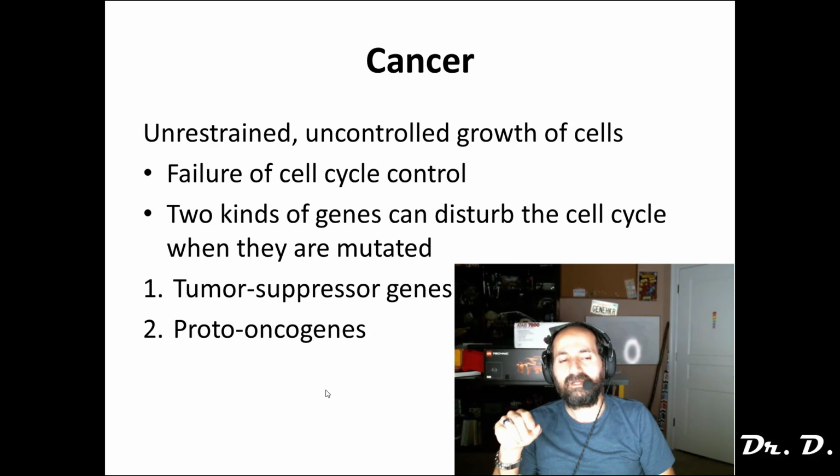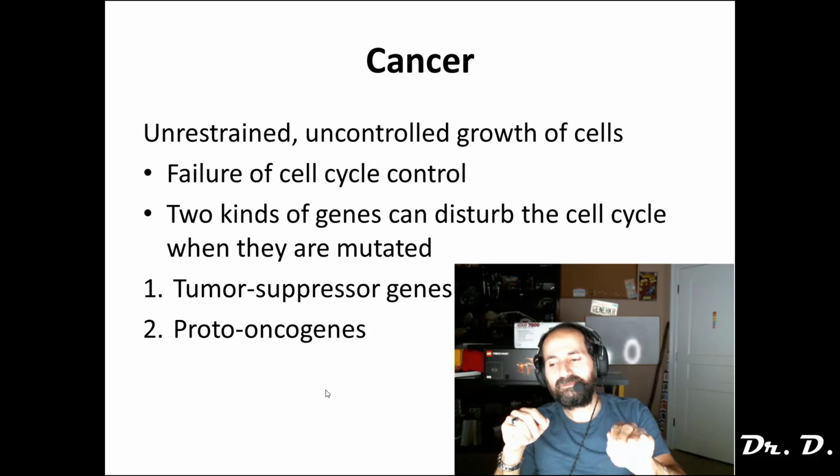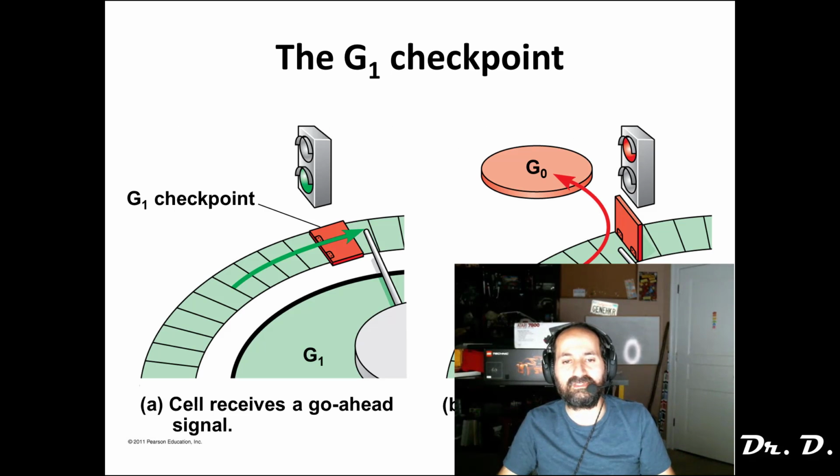Do you know why? Because these types of genes, the tumor suppressor genes and the proto-oncogenes, those are the genes in your cells. Those are the genes that code for the checkpoint proteins. You see these checkpoints? You see these flaps? What are these flaps? They're not actual flaps inside of your cell, are they?